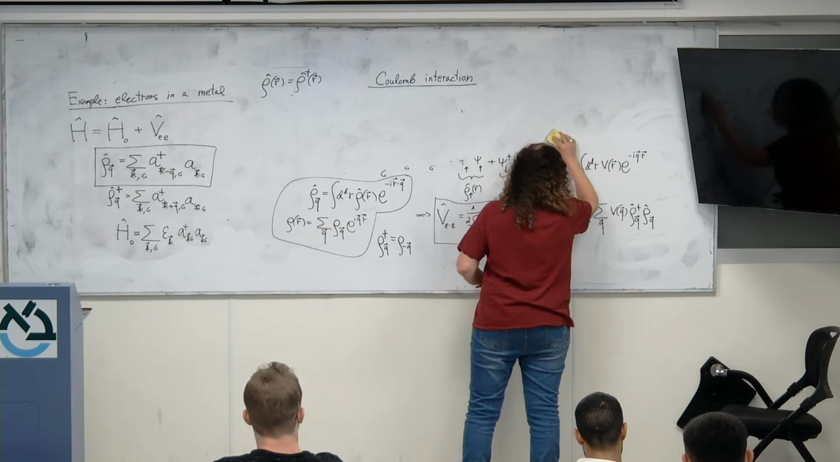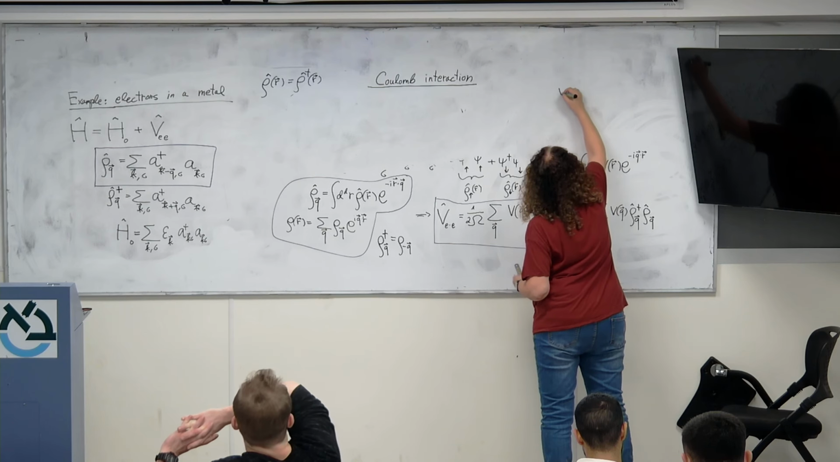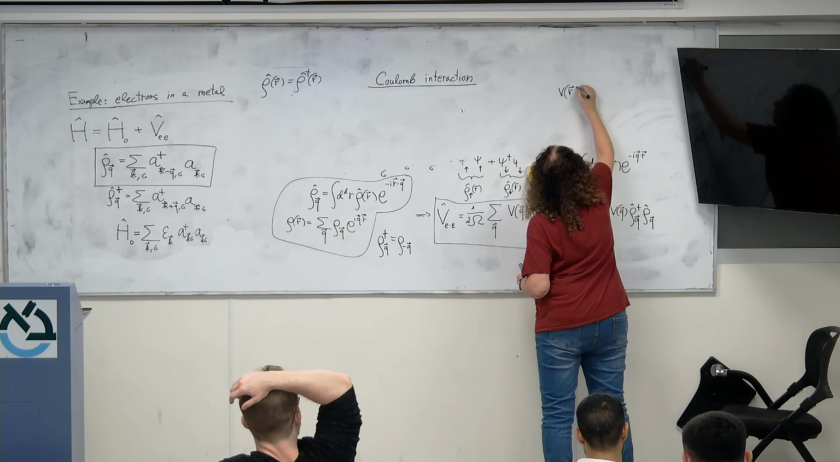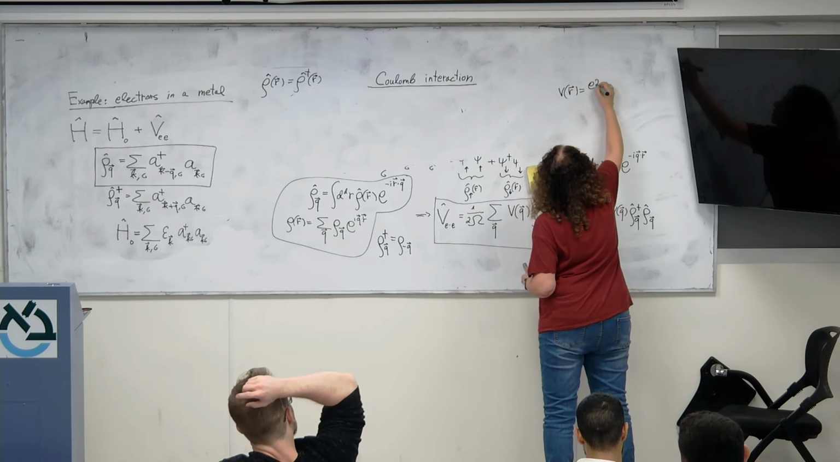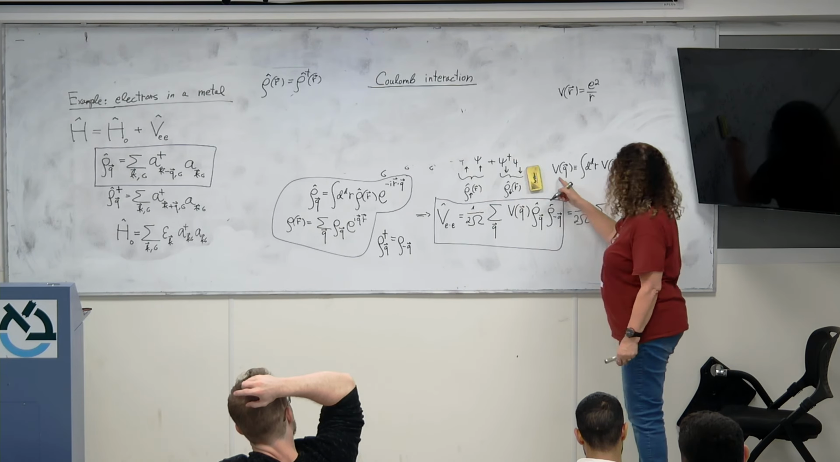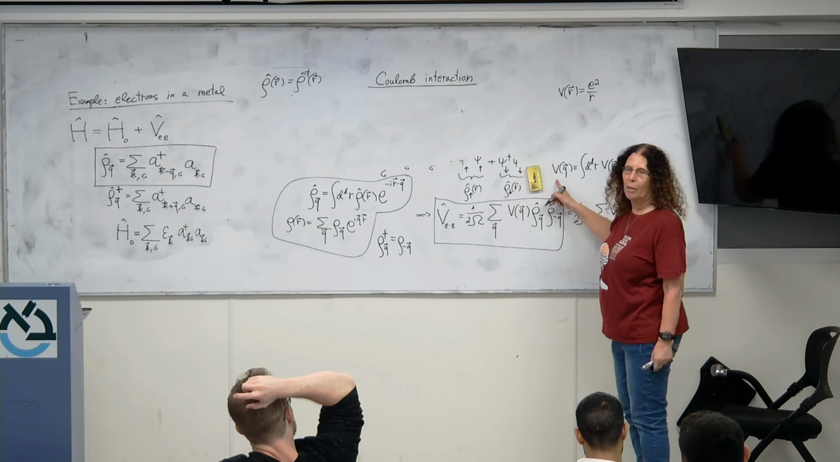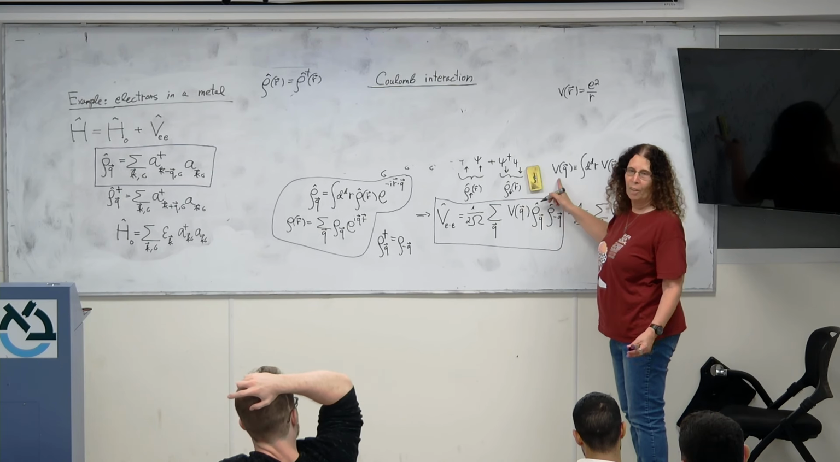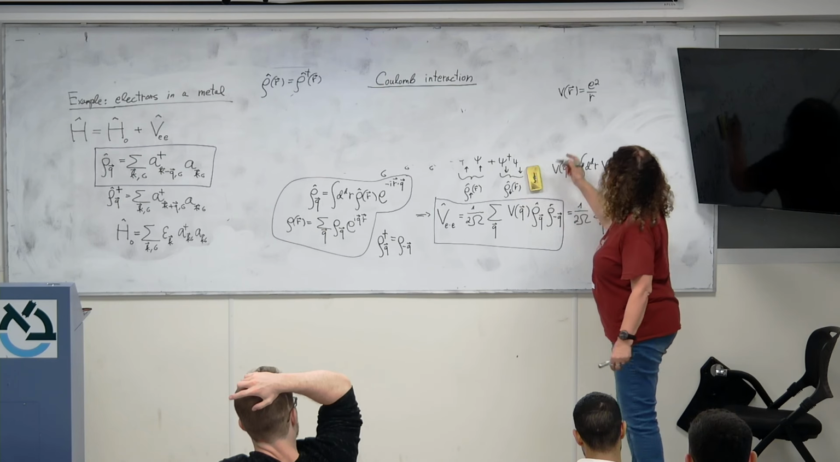And there is just one thing that I wanted to mention. So specifically, if V of R is E square over R, the Coulomb interaction, what is the Fourier transform? You remember? I think you have seen it probably, maybe in electrostatics. Did you see it?